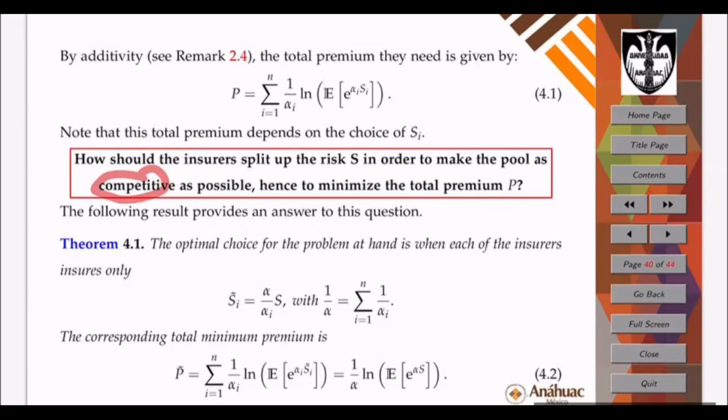So maybe you've heard in your first encounters with this discipline that the best thing you can do when buying insurance is to actually go for a co-insurance with the company. So it depends, of course, on this coefficient of aversion, right? And this result tells us how to do that.